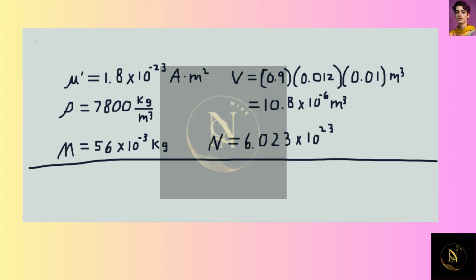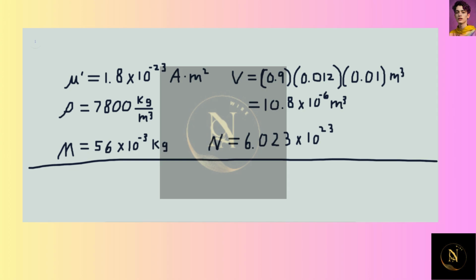For this question, we're going to consider an atom that has a magnetic dipole, and this atom is made of iron. So the magnetic dipole, which I call mu prime, is 1.8 times 10 to the 23rd amperes per meter squared. So we're going to determine the dipole moment of an iron bar magnet, which has a volume that is 9 centimeters by 1.2 centimeters by 10 centimeters.